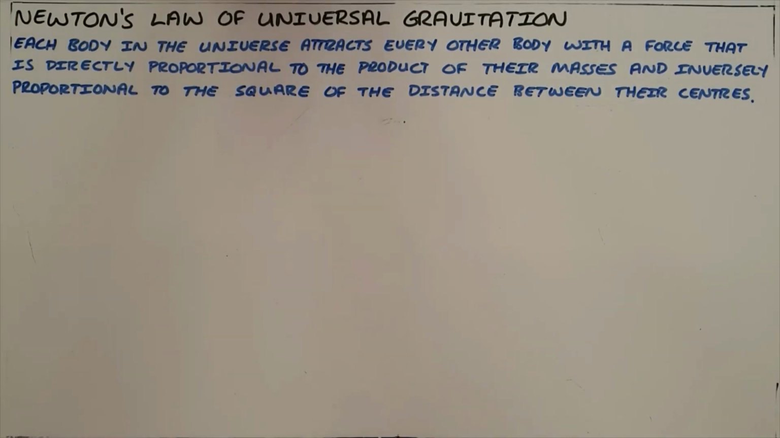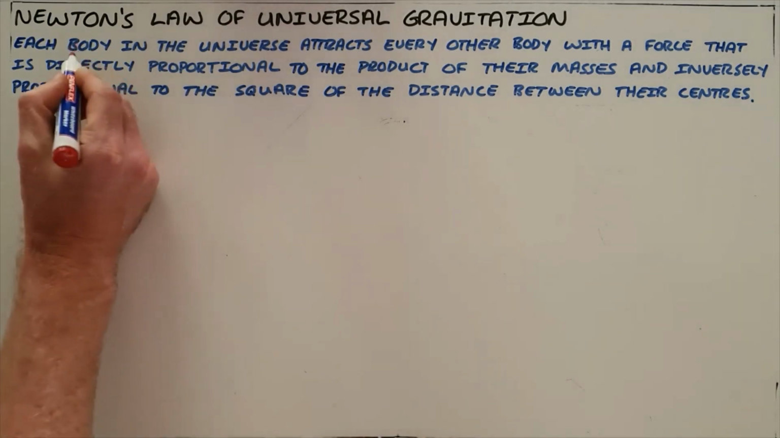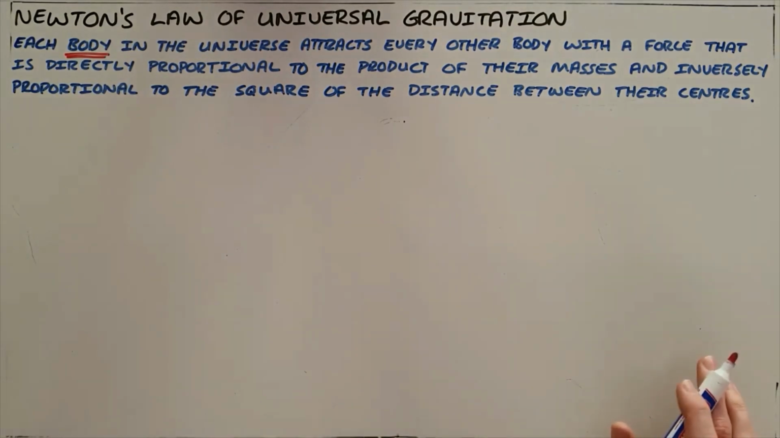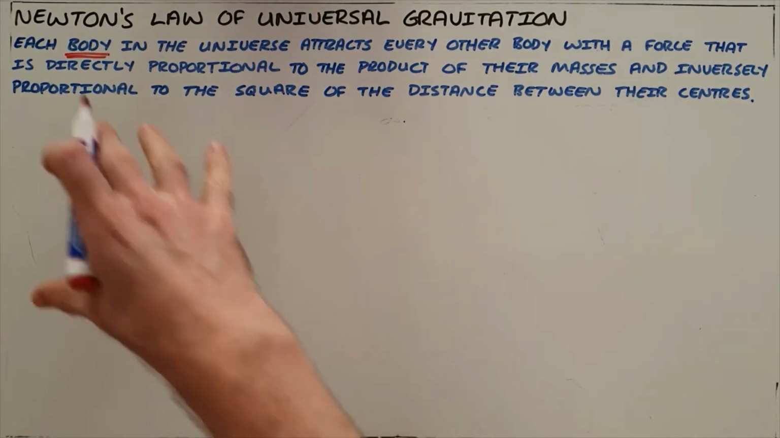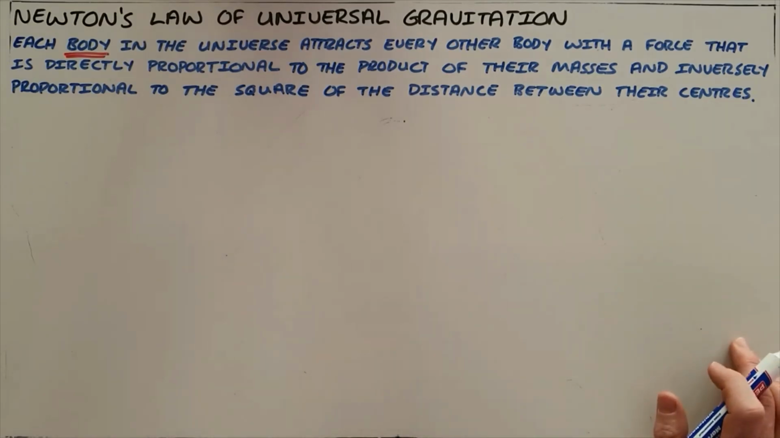Newton's law of universal gravitation states that each body in the universe attracts every other body with a force that is directly proportional to the product of their masses and inversely proportional to the square of the distance between their centers. Important to note here that each body that is referred to is a body that has mass. So they're basically saying there's a force of attraction that exists between every two objects of mass within the universe.